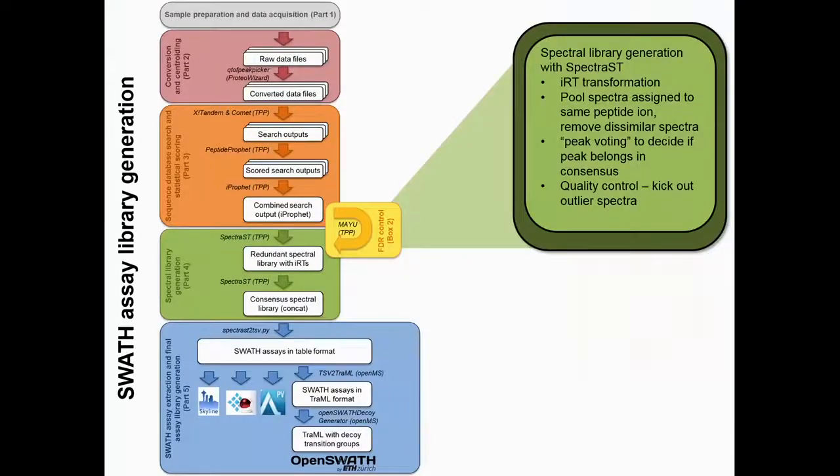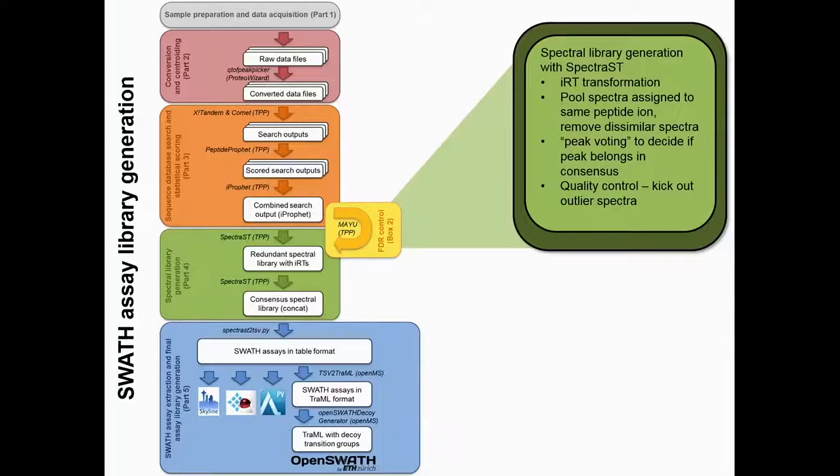Okay, so what about the spectral library stage? There's a few things that are happening here. So now we have the search engine results, we have the FDR estimated, we've got some threshold where we've decided we're going to keep a certain fraction of the PSMs that we think are correct at some false discovery rate.